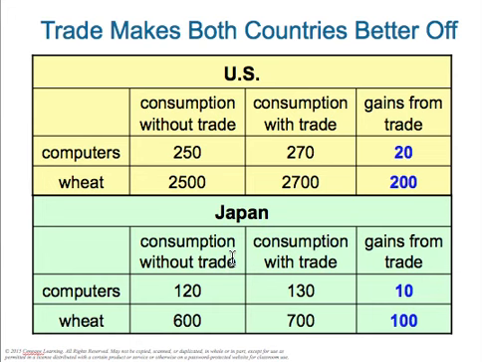Okay. Now Japan, consumption without trade, 120 computers and 600 tons of wheat. Remember, this is when we split the labor right down the middle and did half and half. Now we decide to do some trade. All of a sudden, Japanese consumers have 130 computers to choose from and 700 tons of wheat. So by trading, the gains from trade for Japan were 10 more computers and 100 more tons of wheat. So both are made better off.